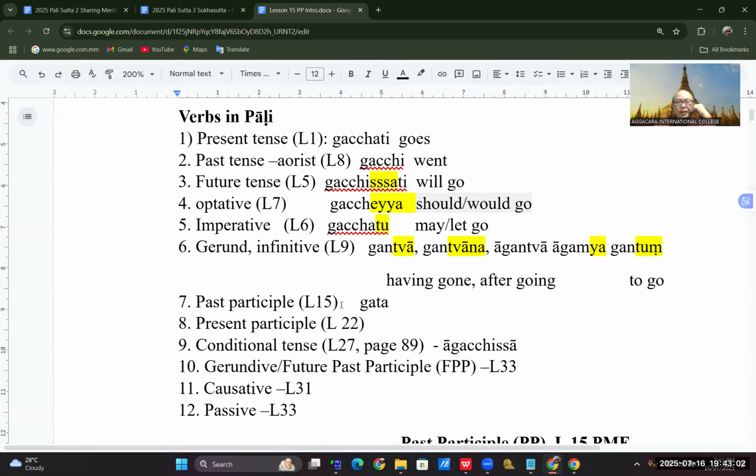Now this is a past participle, with the ta, right? Sometimes there's another suffix, na. So ta or na. Then the present participle with anta, and then the conditional with isā and so on, and then future tense and so on. So lesson 33 is causative, 35 is passive, and so on. So far in Pali Made Easy, PME, we call it the Pali Made Easy book.